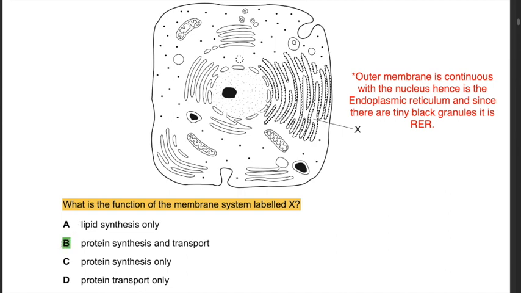Why not A, lipid synthesis? Well, lipid synthesis occurs in the smooth endoplasmic reticulum, not in the rough endoplasmic reticulum. And since X is labeled as rough endoplasmic reticulum, the answer is B.